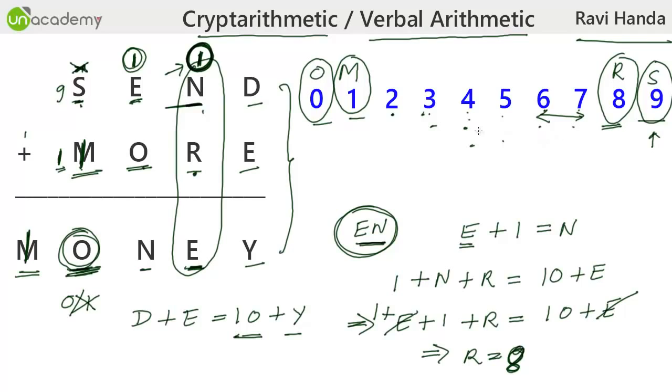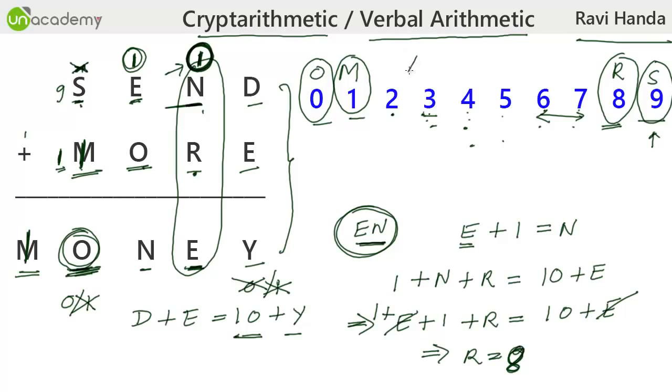What else? Let's say if I did something like a 7 plus 3 or a 7 plus 4. In that case, 7 plus 3 is 10, 7 plus 4 is 11. In that case, y would have become 0. 7 plus 3, 10, so y is 0. Not possible because o is 0. 7 plus 4 is 11. Again not possible because y cannot be 1. Y can be 2 and can be 3.